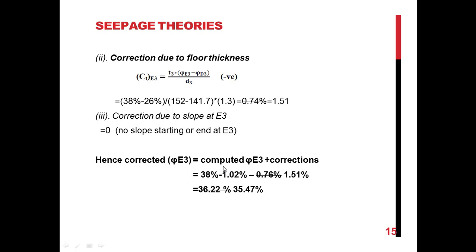So, computed phi E3 is equal to 38 minus 1.02%, this is the value of correction due to mutual interference, minus 1.51%, and this is the value of correction due to thickness of the floor. So subtracting these values from computed phi E3, we will get the corrected phi E3, and it is equal to 35.47%.